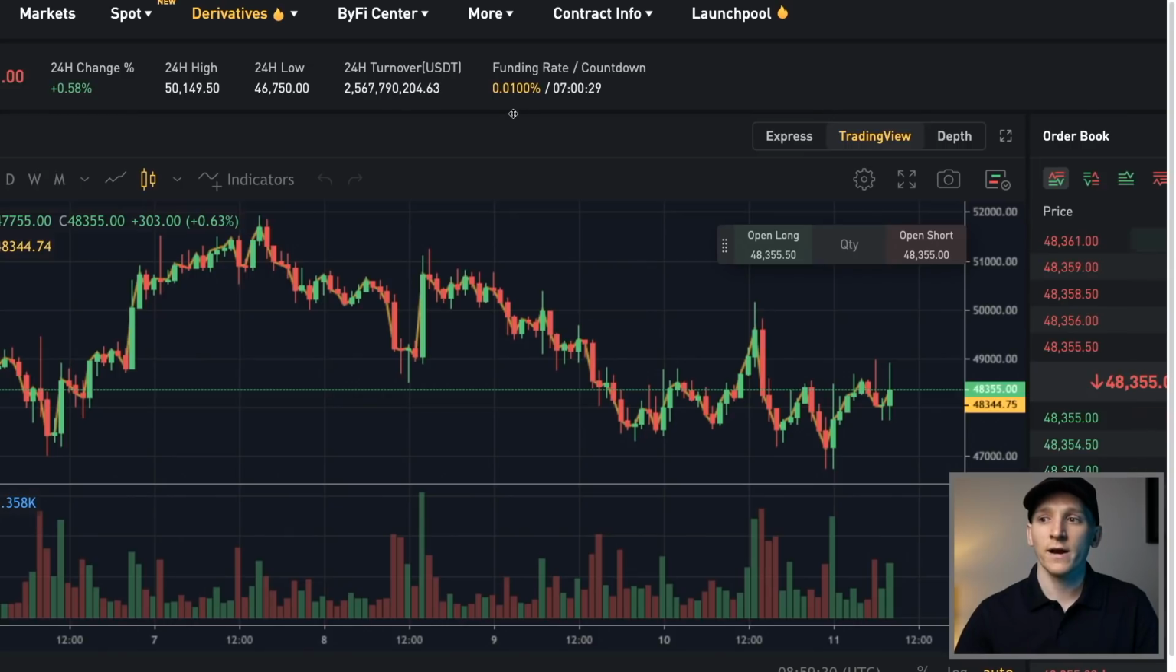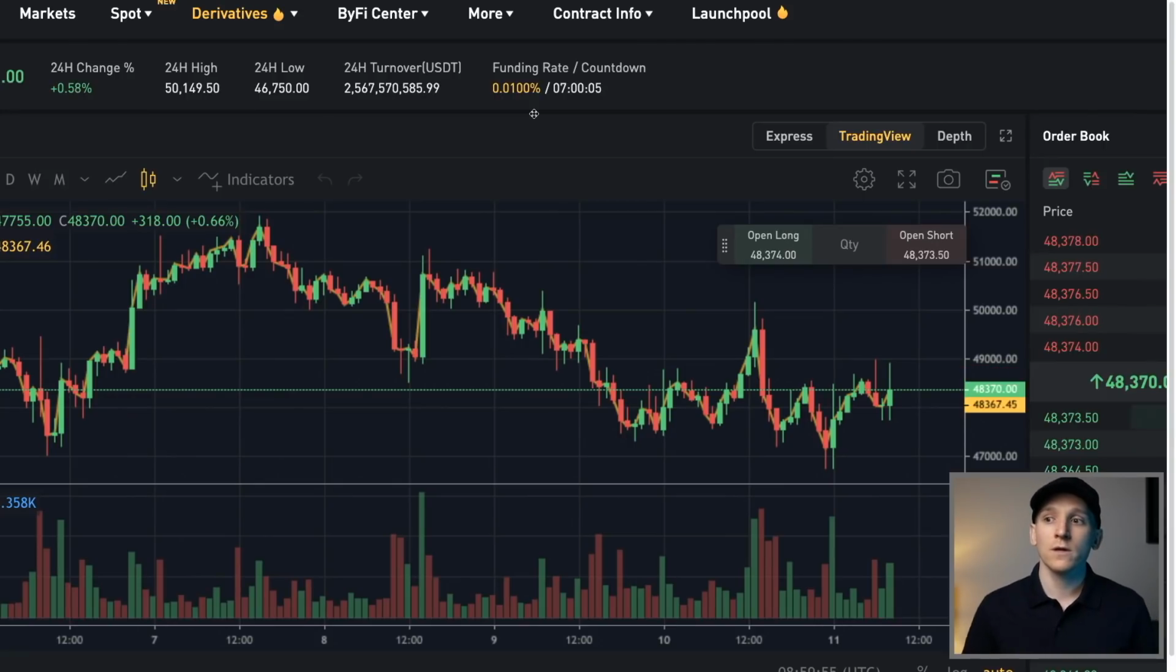You can see the funding rate is 0.01, and it actually refreshes every 8 hours. What that means is that longs pay shorts every 8 hours, and they pay 0.01% of the amount that they're going long and the money that they're borrowing. If you go short, you actually receive this funding. So this is an extra bonus. If you go short, longs are going to be paying you 0.01% every 8 hours.